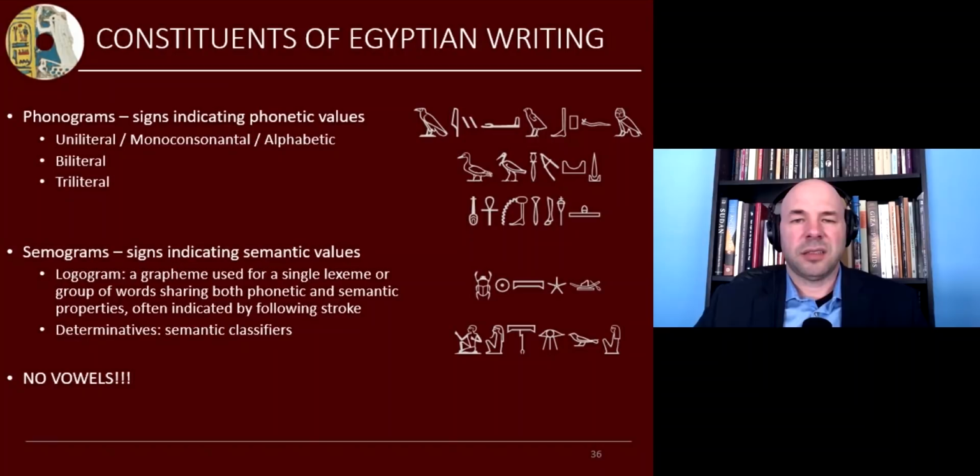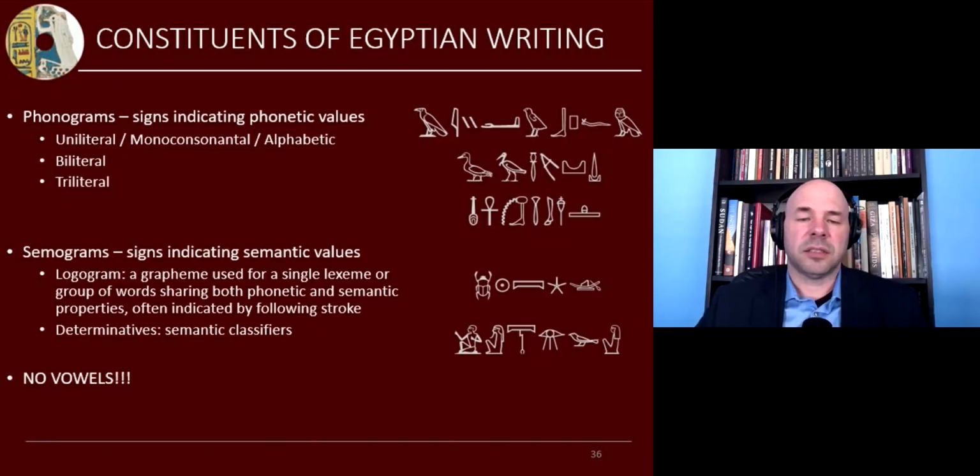But then there are signs that stand for meaning or semantic values. And those kind of come in two flavors. Logograms, that is a sign that's used for a whole word. So for example, if you write the sign for the sun, like the sun that shines in the sky, you can use that as a logogram for the word for sun.